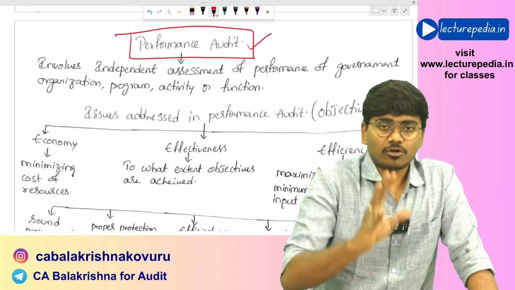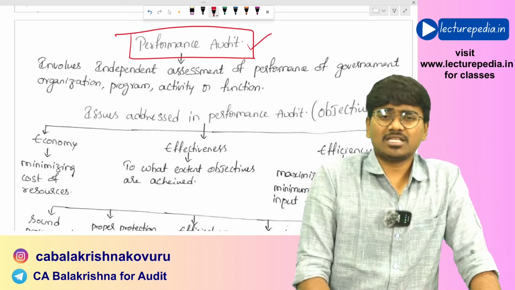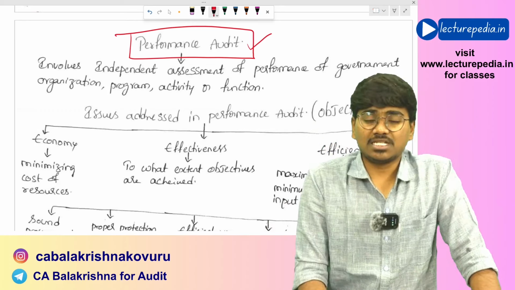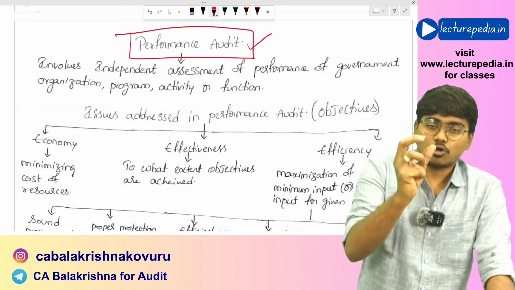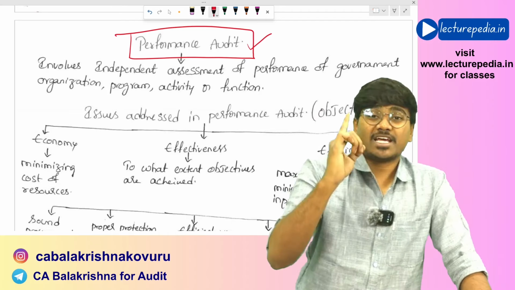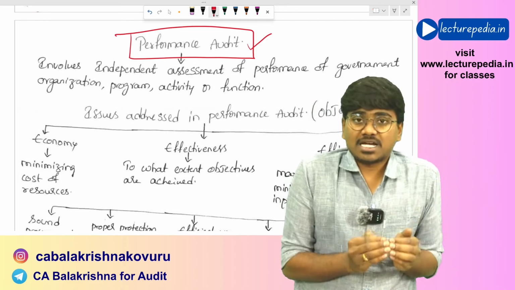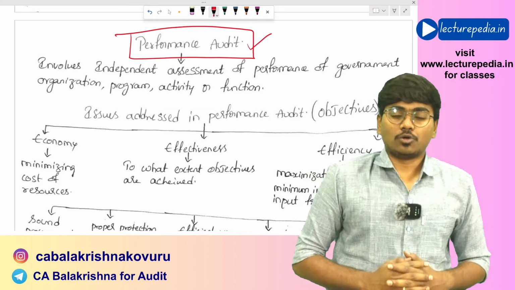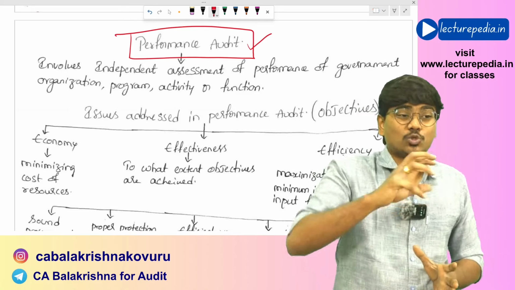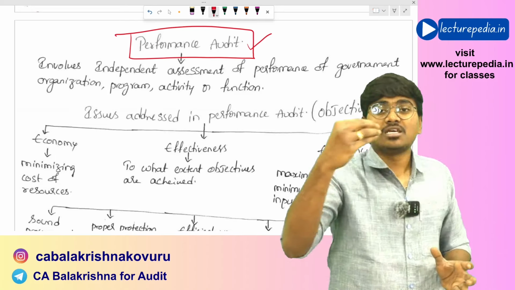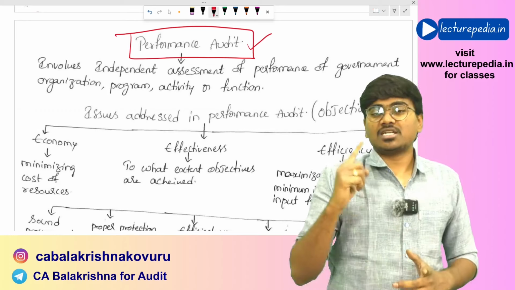Now in the performance audit, there are three aspects that will be checked. We will be calling them the three E's. What are those three E's? Economy, efficiency, effectiveness. First of all, we'll understand the meaning of these terms. Economy means achieving a particular task at as low a cost as possible. Spending the least amount to achieve a particular objective is known as doing that activity in the most economical manner. That is known as economy. That aspect will be checked in economy.